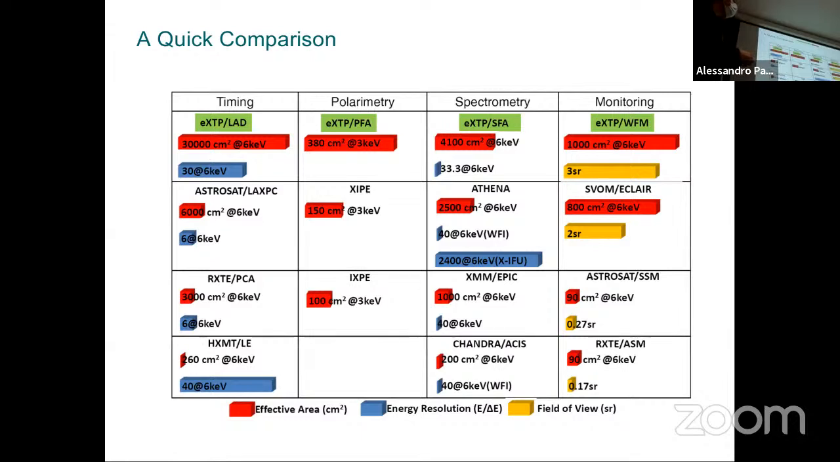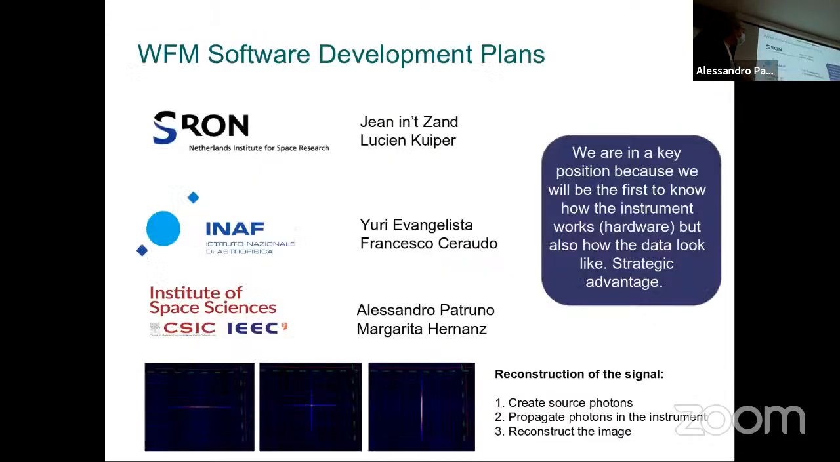I think this is more 4 than 3. And the only camera that is close to it is the one that will fly on this French-Chinese mission. All the others have tiny effective areas, so you expect a very much worse signal to noise.